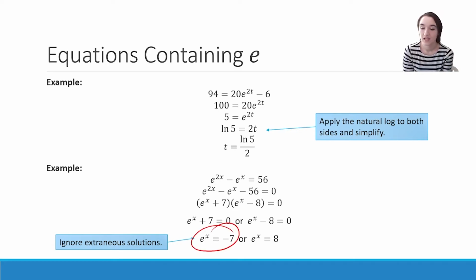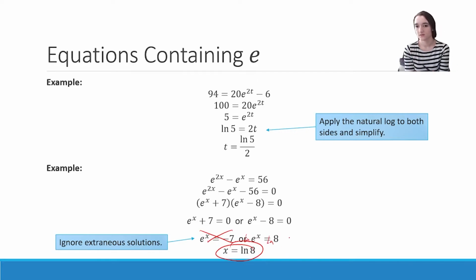E to the x can never equal negative 7 because the range of an exponential is 0 to infinity. It's never going to be equal to negative 7. And the way we would actually solve this would be to take the natural log of both sides, and I can't take the natural log of negative 7. So that answer just doesn't exist. So we ignore this one entirely. This is just an extraneous solution, and our final answer is x equals ln of 8. Again, by taking the natural log of both sides of e to the x equals 8.